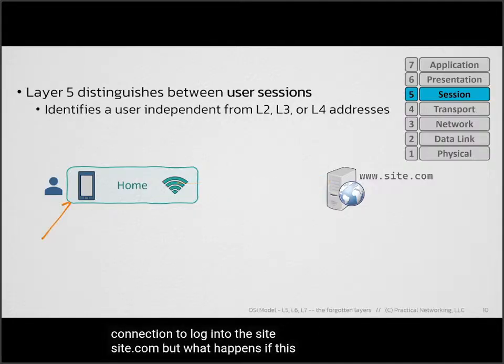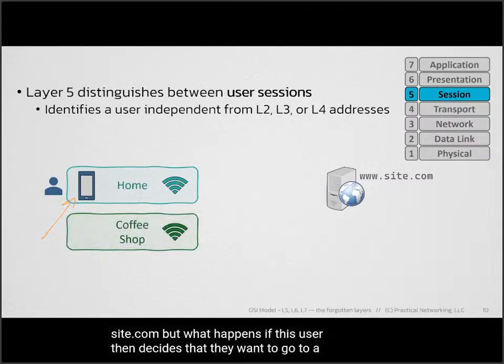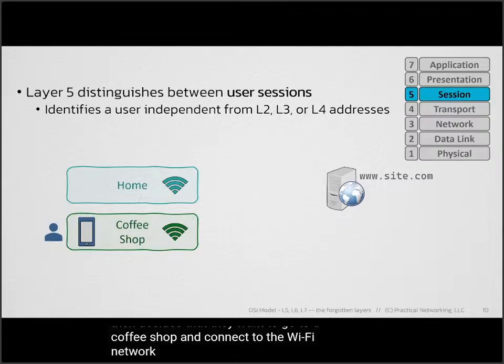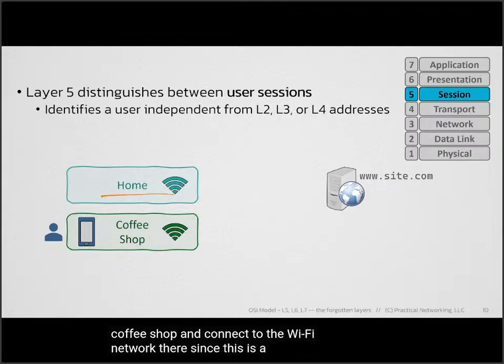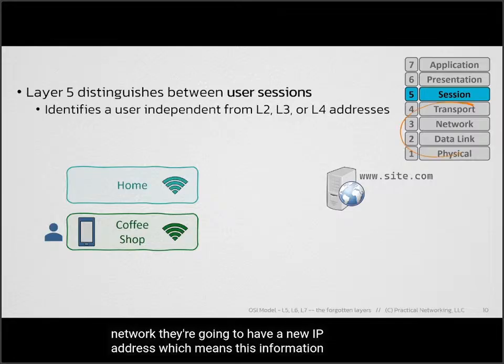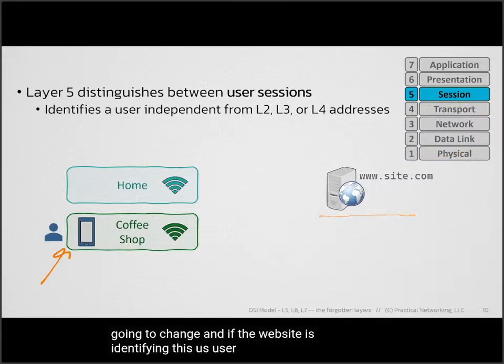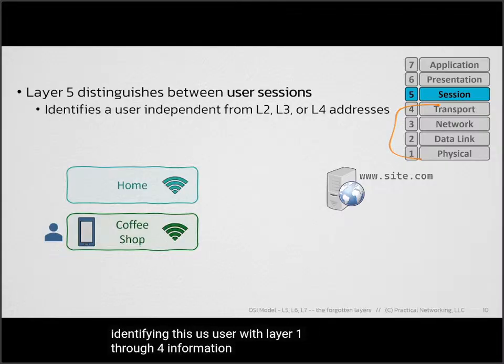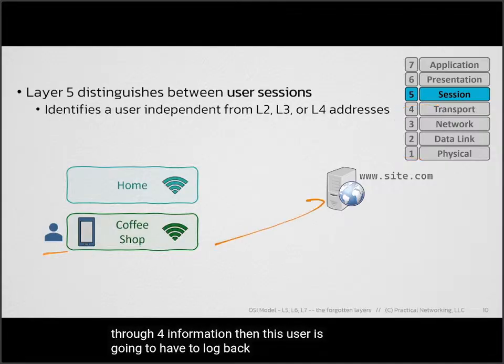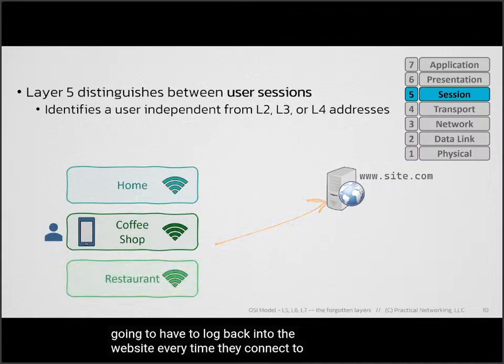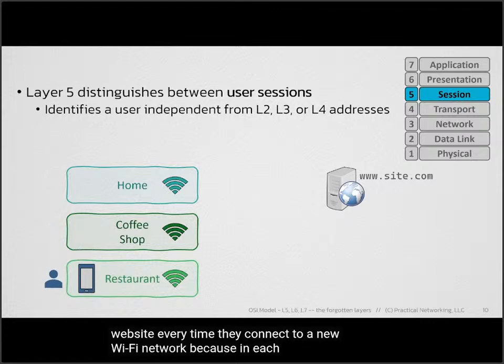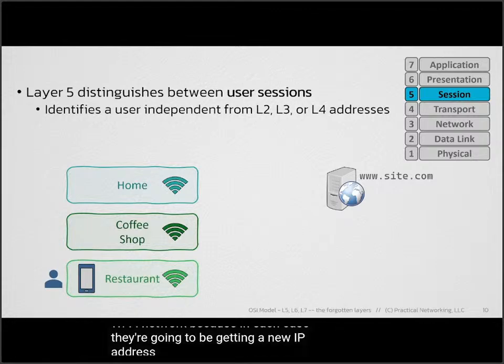But what happens if this user then decides that they want to go to a coffee shop and connect to the Wi-Fi network there? Since this is a different network, they're going to have a new IP address, which means this information is going to change. And if the website is identifying this user with layer 1 through 4 information, then this user is going to have to log back into the website every time they connect to a new Wi-Fi network, because in each case, they're going to be getting a new IP address.